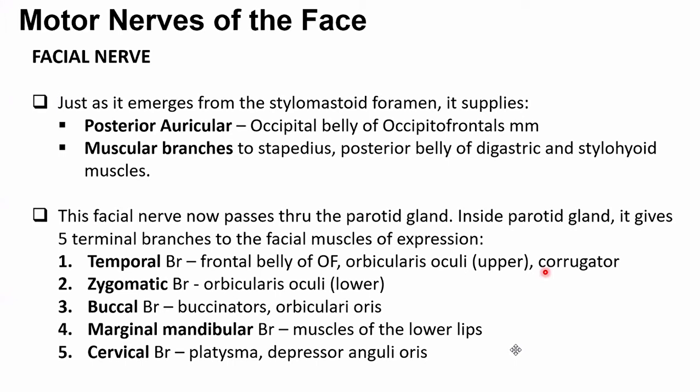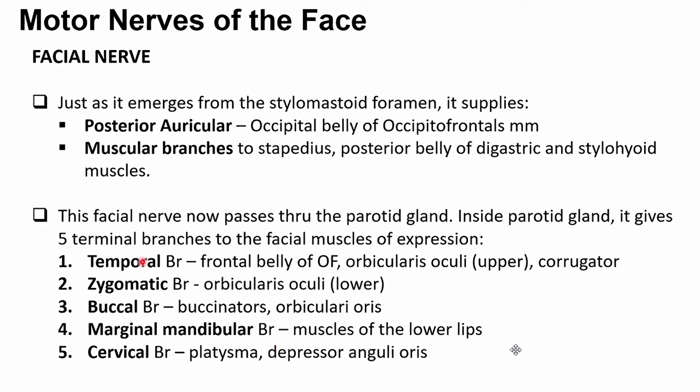And this facial nerve now passes through the parotid gland. Once lumabas na ito sa stylomastoid, it will go through the parotid gland. Inside, it really goes inside the parotid gland. And within it, it gives 5 terminal branches to the facial muscles of expression. So isipin mo, nasa loob ito ng parotid gland, pumapasok pala siya. And inside the parotid gland, it branches off into 5.